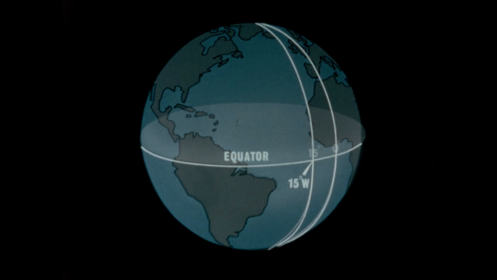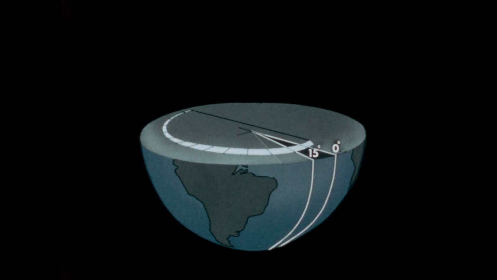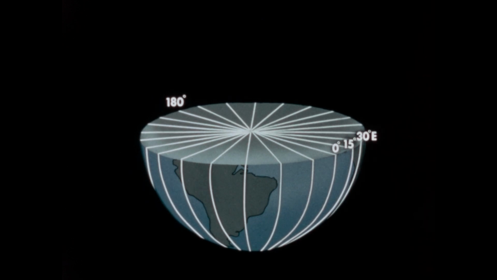To see what this means, we'll cut away the Earth along the equator. The angle between the Prime Meridian and the meridian marked 15 degrees measures 15 degrees. Another 15 degrees west of the prime meridian, we can draw another meridian. All places along this meridian are at 30 degrees west longitude. We can draw meridians every 15 degrees west of the prime meridian until we reach 180 degrees, halfway around the Earth from the prime meridian. In the same way, we draw meridians of longitude east of the prime meridian to the 180th meridian.